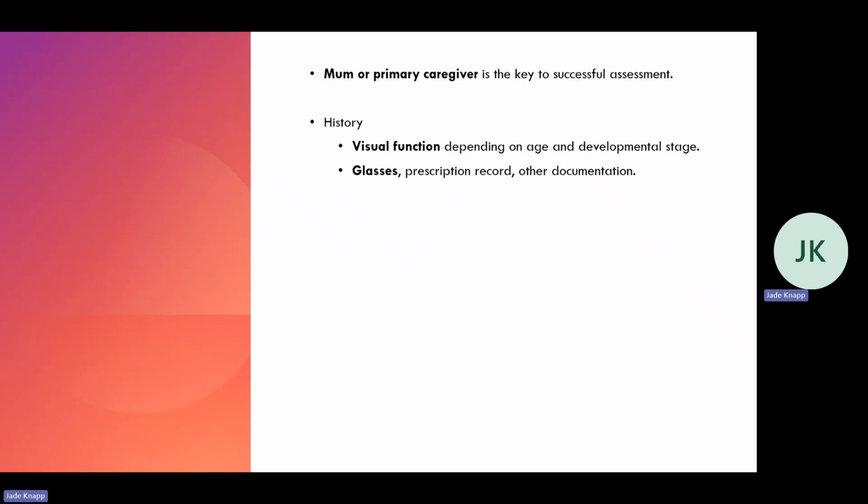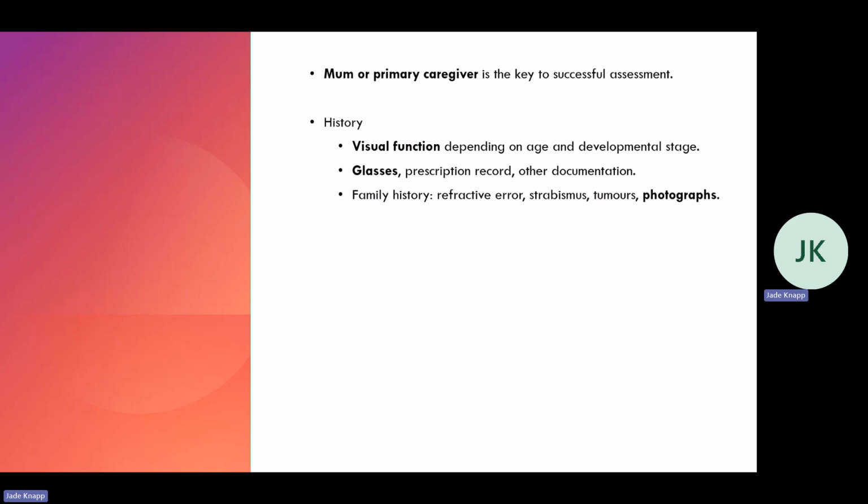Do they wear specs? Is there a family history of needing glasses? When were the glasses last checked? Do you have any documentation of the prescription? Family history is super important. So mum and dad wear glasses. Do mum and dad have strabismus? Any family history of intraocular tumors?